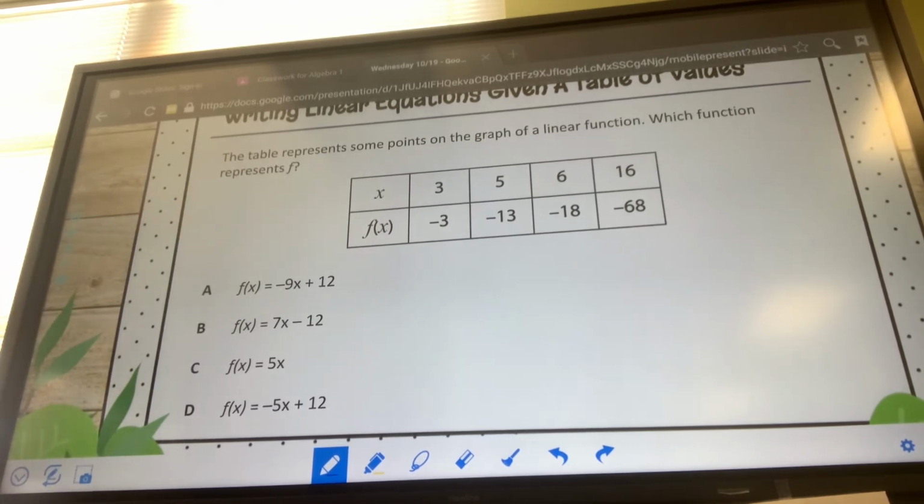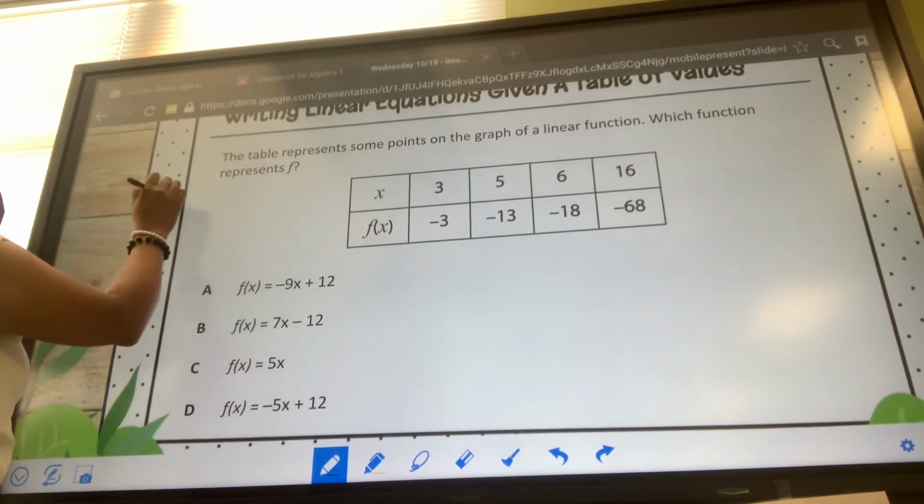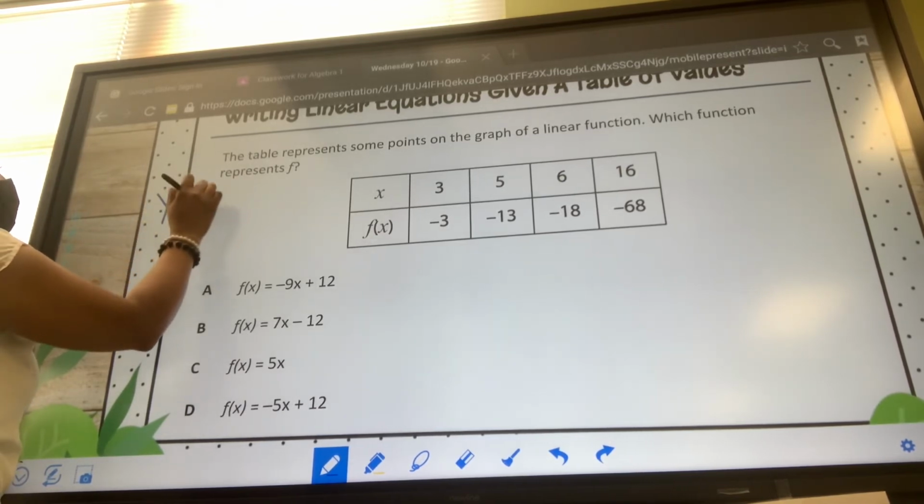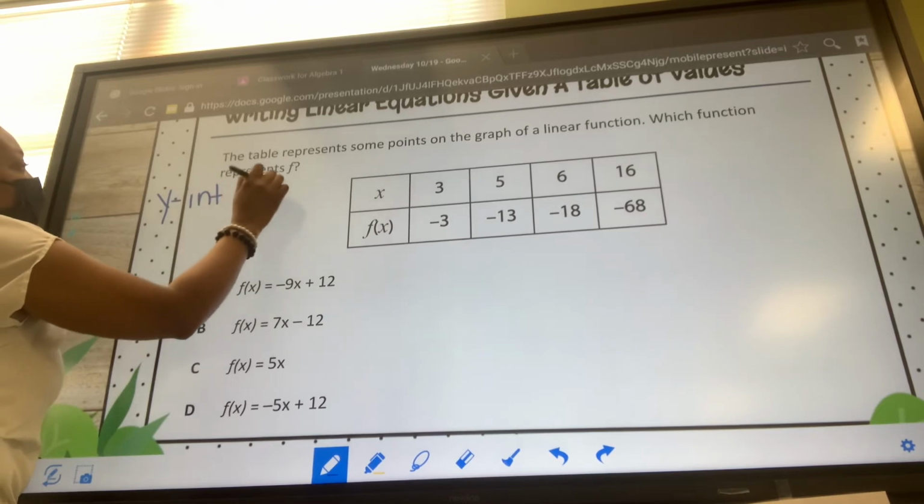Graph. All right. I'm going to help y'all here. Y'all better pay attention. We said that the y-intercept is where what?